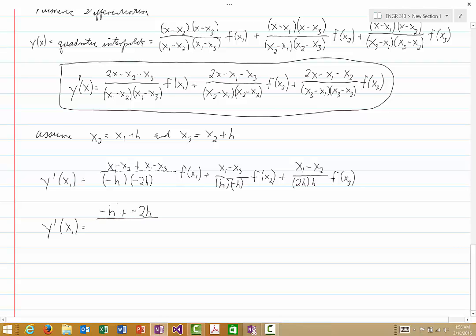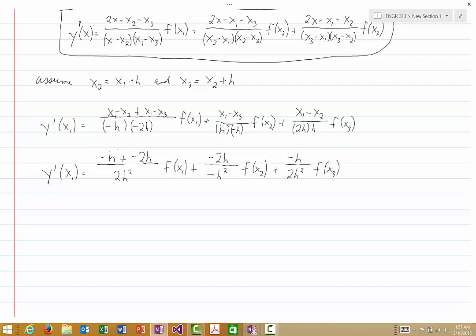And in the bottom, minus h times minus 2h is 2h squared times f of x1, plus x1 minus x3 is minus 2h over minus h squared times f of x2. And then finally, x1 minus x2 is minus h over 2h squared times f of x3.